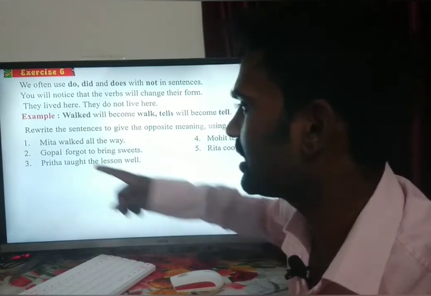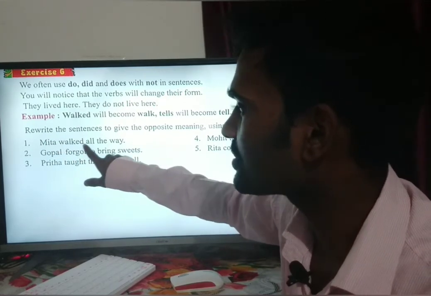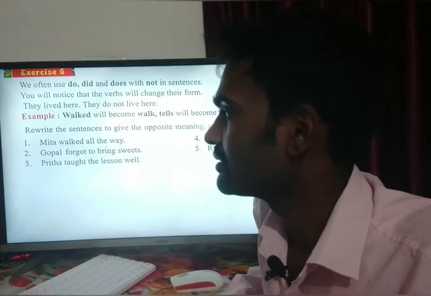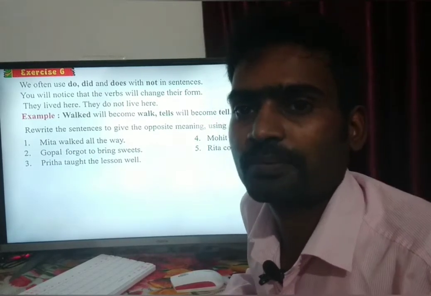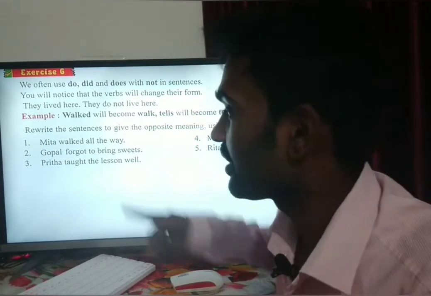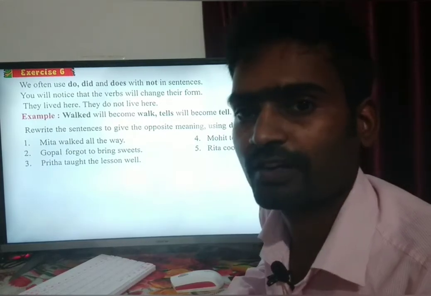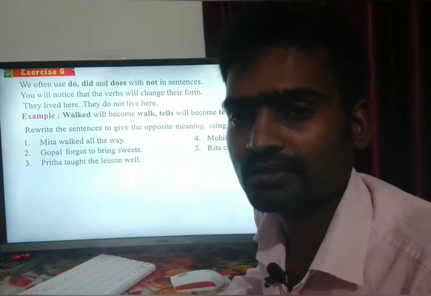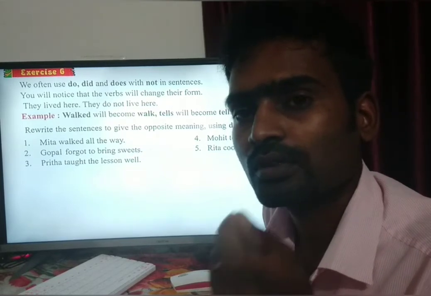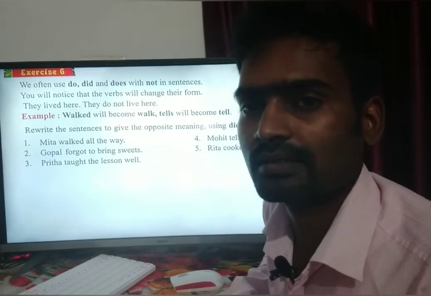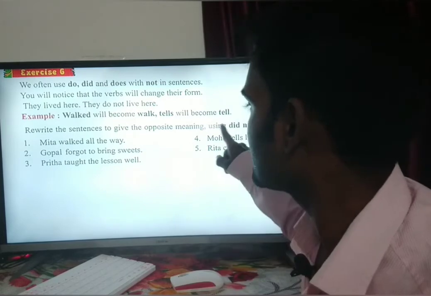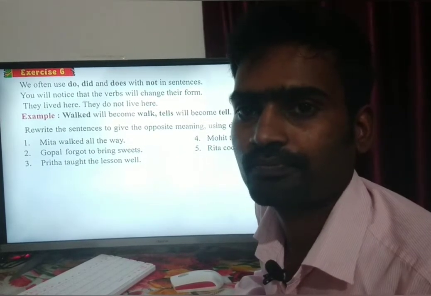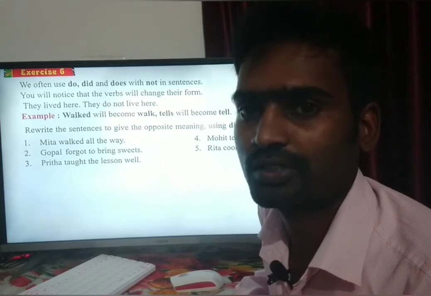Okay then, first one, Mita walked all the way. Identify what is the verb. Yes, walked is a verb. It is given as a past tense. So what are we supposed to do? We should use only the past form. Here did not is a past form and does not is a present form. So accordingly we have to use it.